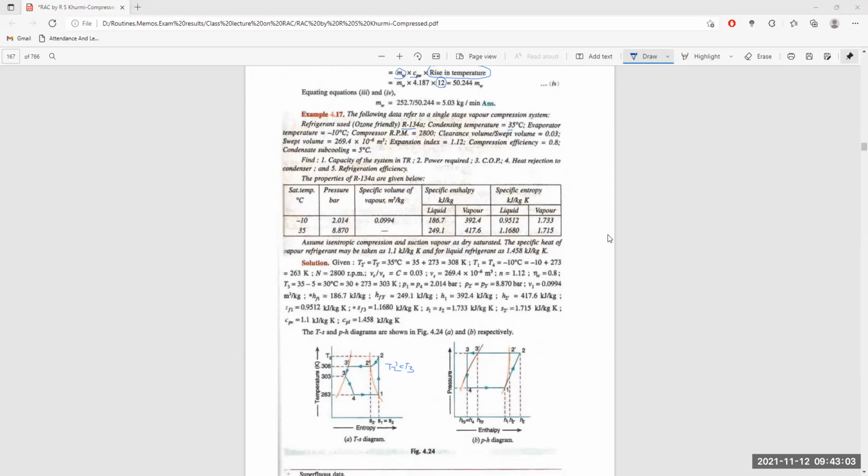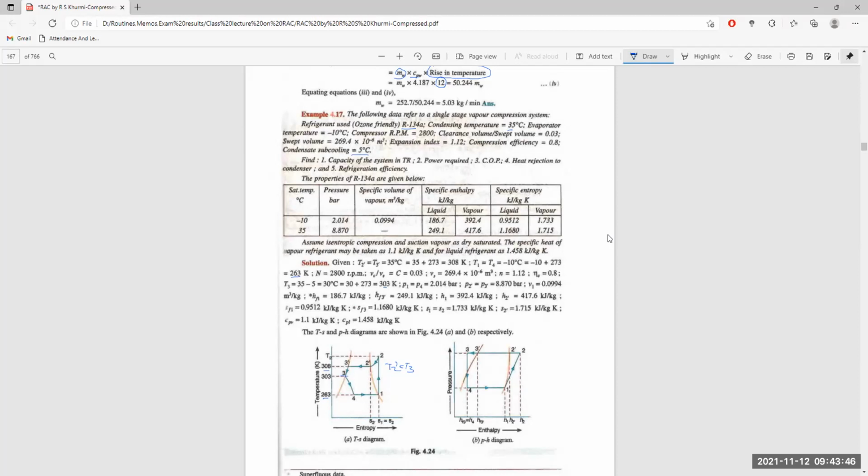That is 263 Kelvin. So the lower temperature here is 263, the higher temperature here is 308, but the superheated temperature is T2. It is T3, so we have got T2, T2 dash, T3 dash, T4, and T1. And what is T3? Temperature after subcooling, given as only 5 degrees subcooled. Condensate is subcooled by only 5 degrees centigrade. So T3 will be equal to 35 minus 5, that is 30 degrees centigrade, or plus 273 is 303. That is T3 dash itself.